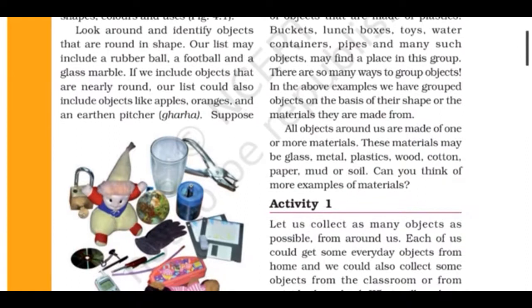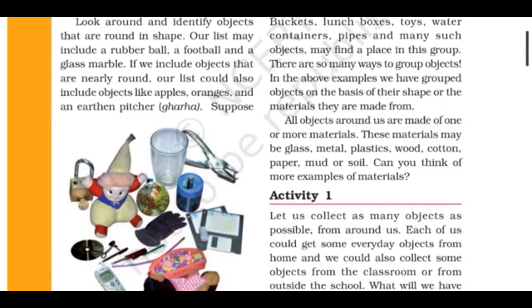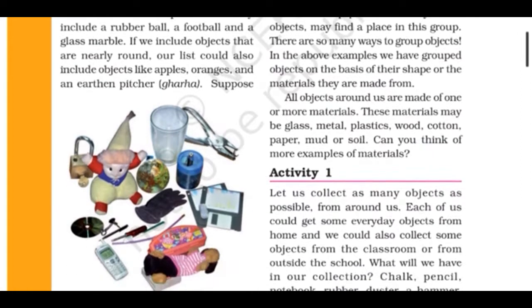Those things are explained very clearly here. There are so many ways to group objects. In the above example, we have grouped objects on the basis of shape and type of material. Shape and type of material we have discussed. All objects around us are made of one or more materials, right? These materials may be glass, metal, plastic, wood, cotton, paper, mud, or soil, right?